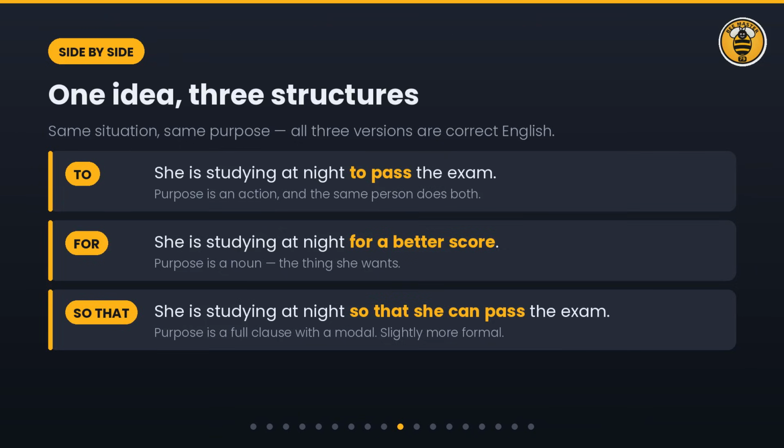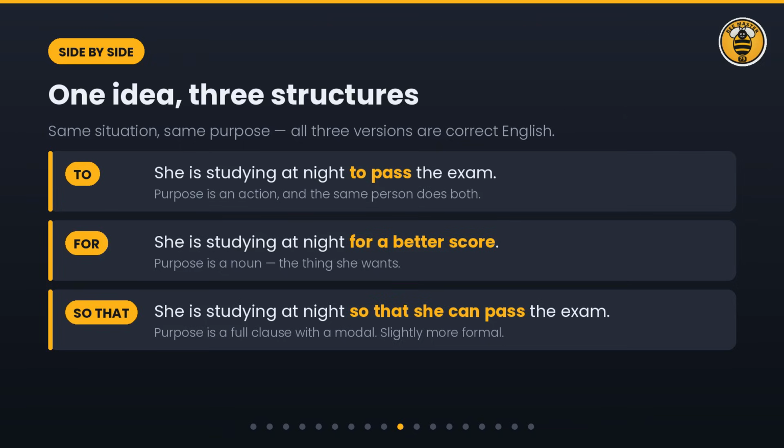Version 2 with for. She is studying at night for a better score. Here the purpose is a noun, the thing she wants. Version 3 with so that. She is studying at night so that she can pass the exam. A full clause with a modal, and it sounds a little more formal.